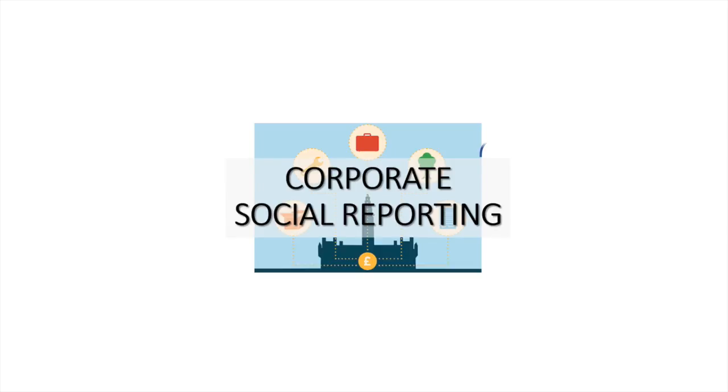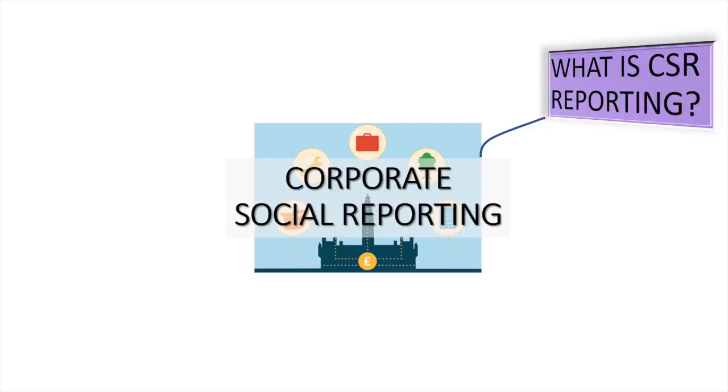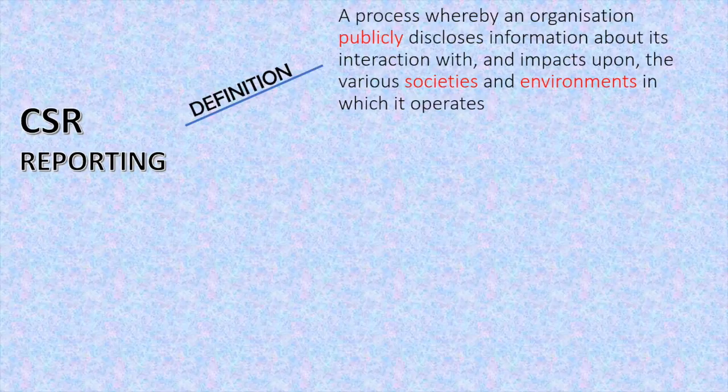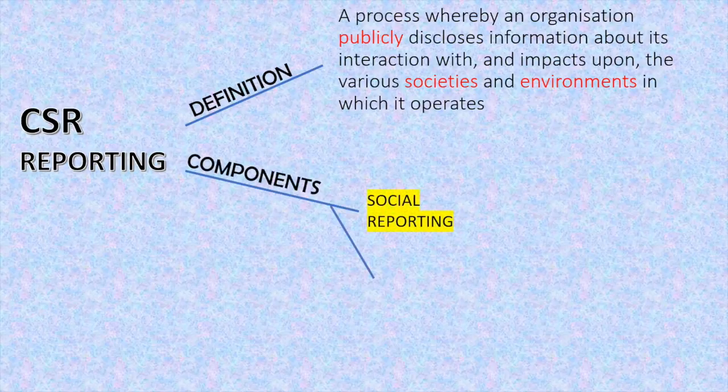Okay, let's get started. First, let's take a look at the definition of corporate social responsibility reporting. What is corporate social responsibility reporting? CSR reporting is a process whereby an organization publicly discloses information about its interaction with and impacts upon the various societies and environments in which it operates. There are two components in CSR reporting, which include social reporting and environmental reporting.